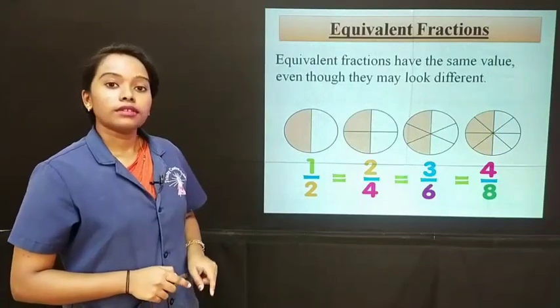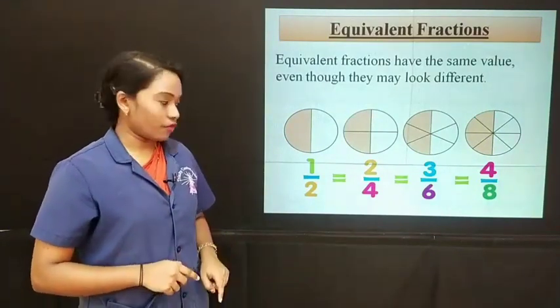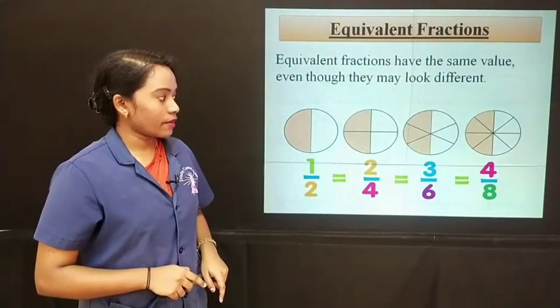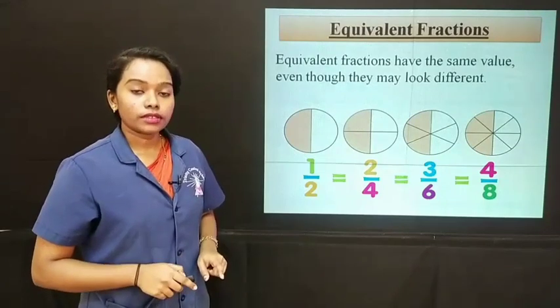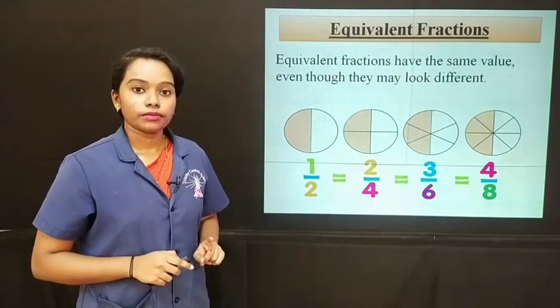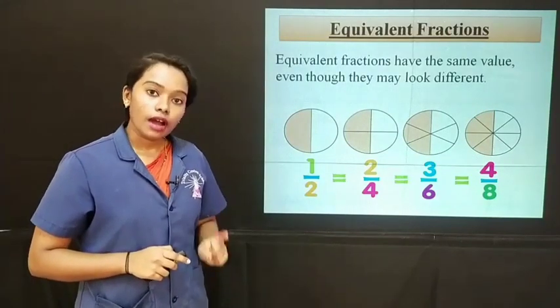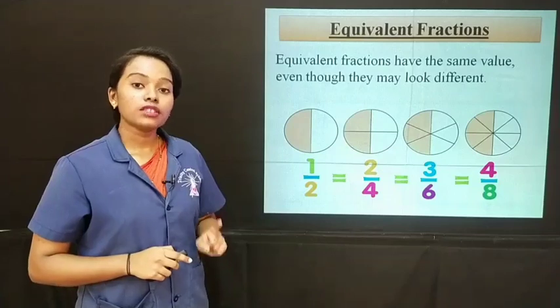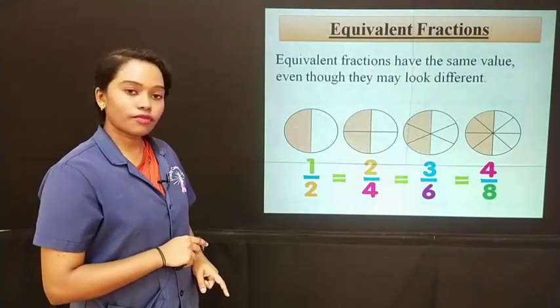Now just observe the fractions here. 1 by 2, 2 by 4, 3 by 6, 4 by 8. They may look different, but they have the same value. Why? Because they are representing the half of the circle, which is shaded. See here, 1 by 2, it is representing half of the circle.